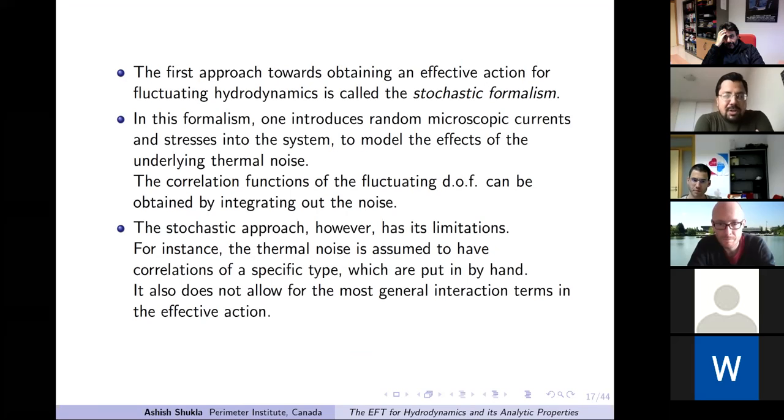It also does not allow for the most general interaction terms in the effective action. Okay, so the interaction terms that appear are quite restrictive in nature. Because of these two major shortcomings, it's not great.